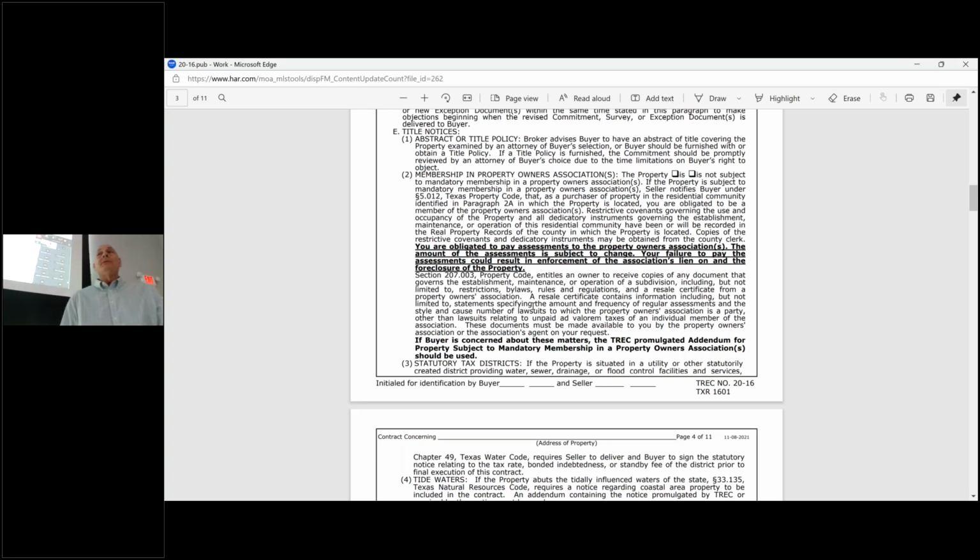So Bob's saying, what about the PIDs, the public improvement districts? I don't think they're subject to the MUD requirement. You still have to disclose it, but I don't think it's the get out of jail free card that the MUD is. Okay, I don't think so, but that would be a great question for Michael Hughes. He is the expert on MUDs. He probably knows more about MUDs than anybody in the state of Texas. He is really, really brilliant on that subject.